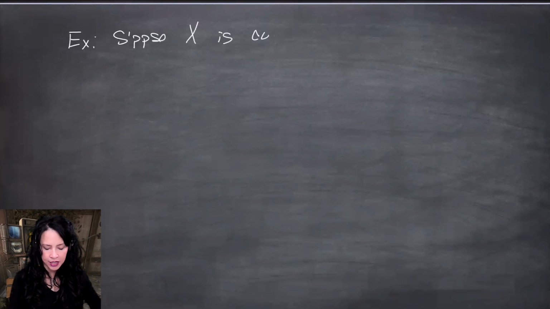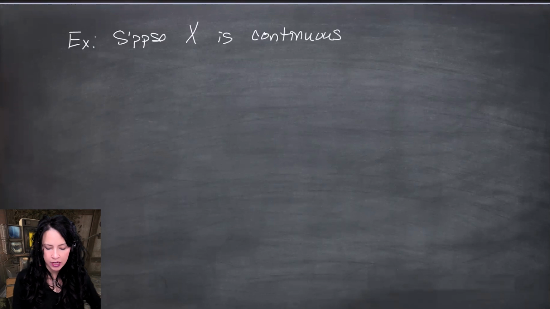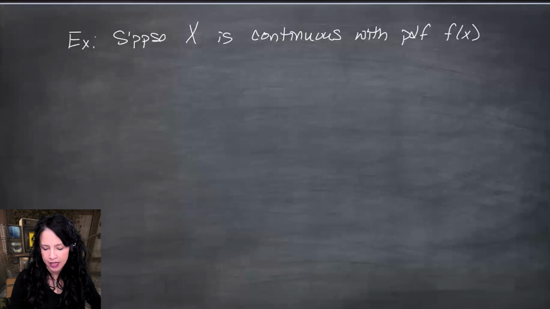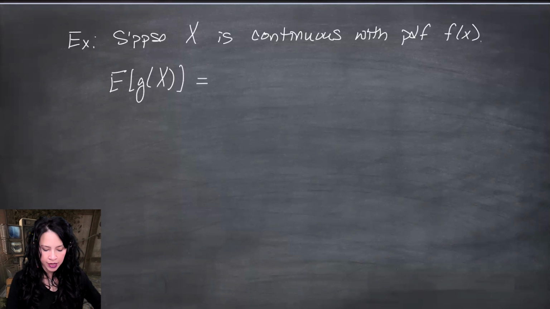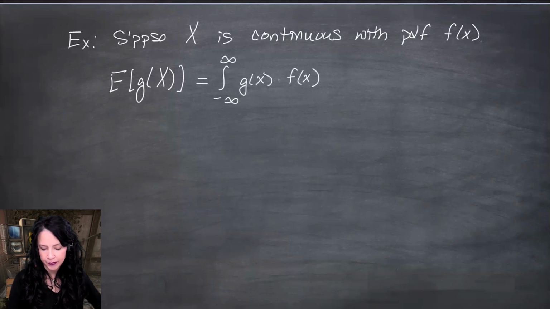We already defined expectation for X for a continuous random variable, but right now we're talking about functions of the continuous random variable. So as another example, suppose X is a continuous random variable with PDF f of x. The expected value of a function g of capital X is going to be the integral over all values, minus infinity to infinity, of g of little x times the PDF for X.